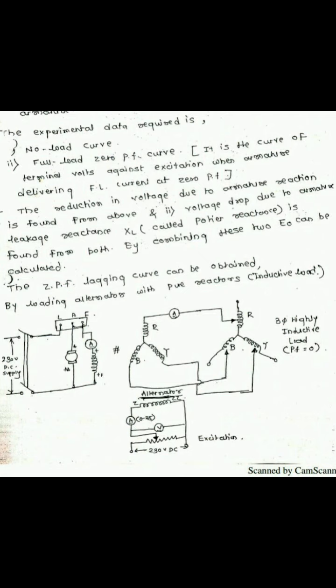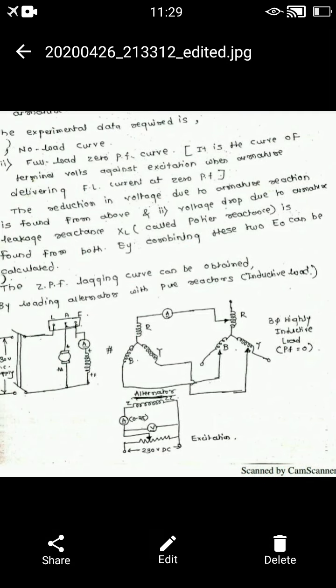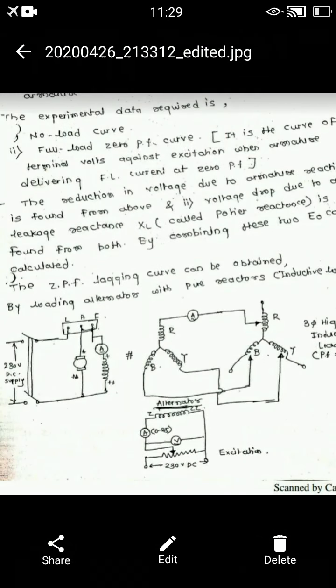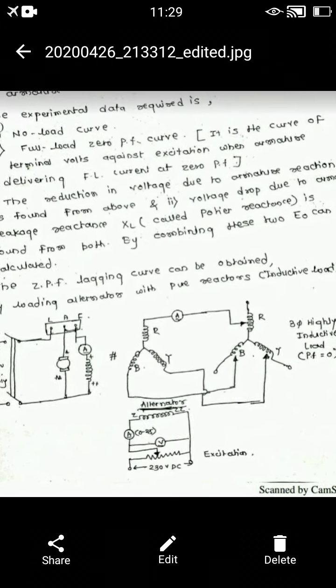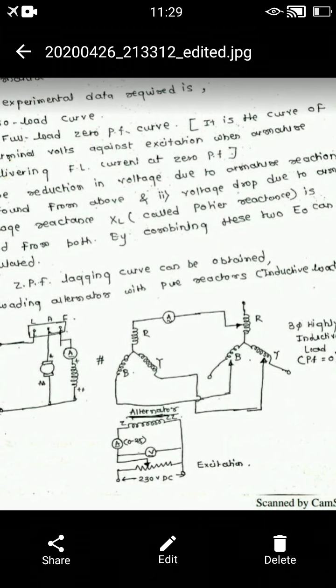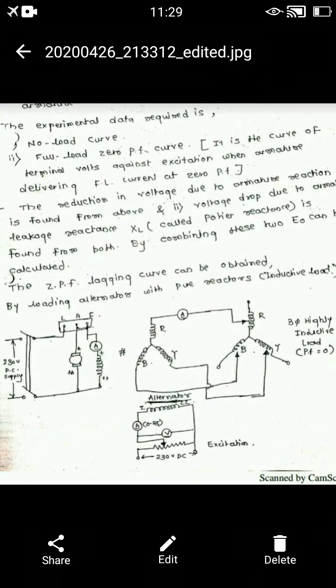In the armature circuit we are connecting a three-phase highly inductive load, and this is the excitation circuit of the alternator. So the experimental data required is, first of all, the no load curve, and second, the full load zero power factor curve. What do we mean by the zero power factor curve? It is a curve of terminal voltage against excitation when the armature is delivering full load current at zero power factor. Means if we are connecting the inductive load, the power factor should be 0.